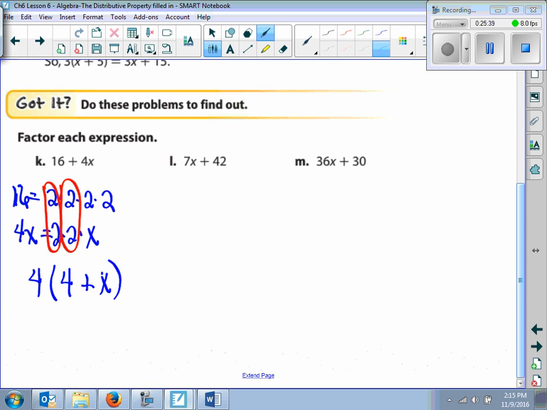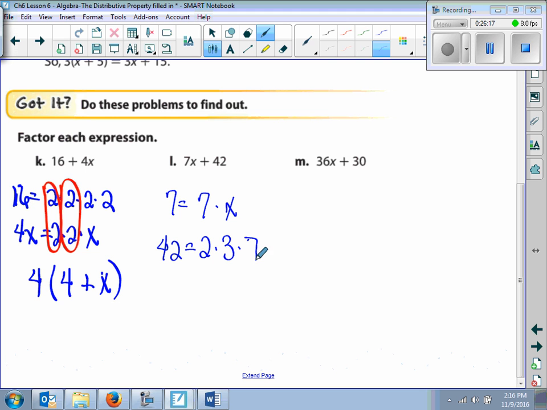So let's do one. Letter L. So we have 7x plus 42. So the 7x, we're going to factor each of these. So 7x can be broken down to 7 times x, right? The 42, 6 times 7 is 42, right? Yeah. And then the 6 can be broken down to 2 times 3. So we've got 2 times 3 times 7, right?